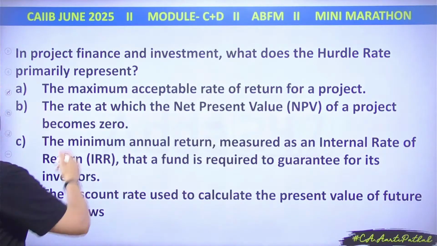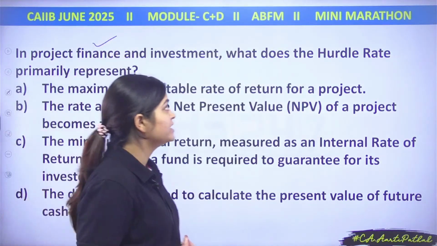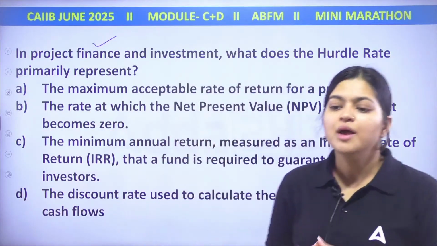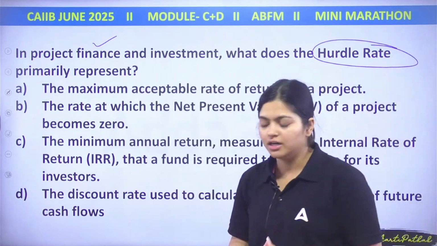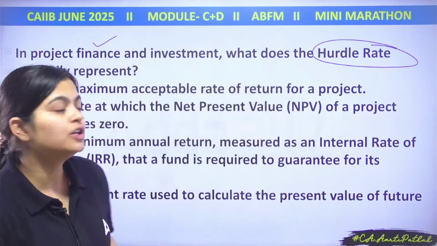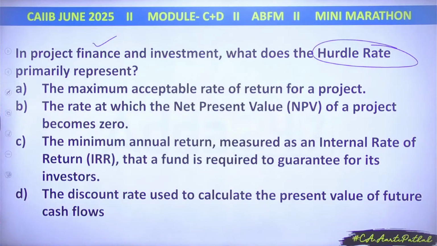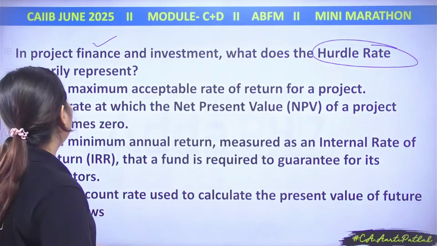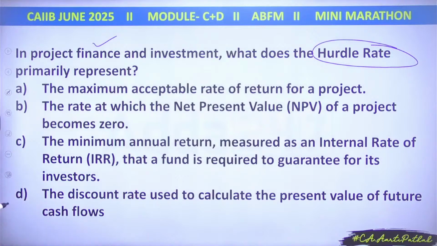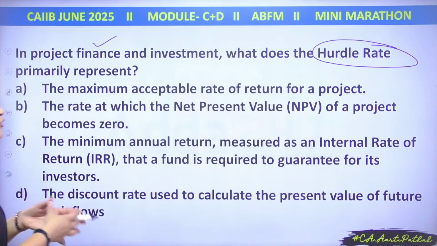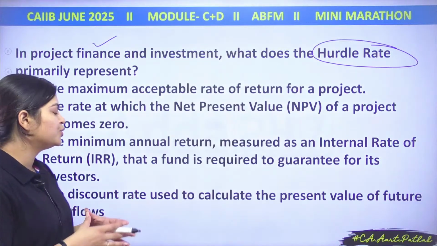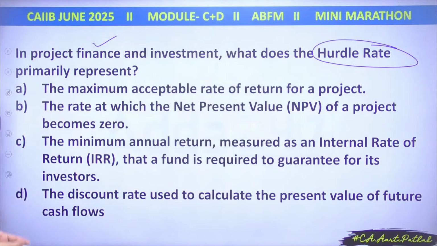Coming to the next question. In project finance and investment, what does the hurdle rate primarily represent? This is again a previous year topic on which they have asked the question. A. The maximum acceptable rate of return for a project. B. The rate at which the NPV of a project becomes 0. C. The minimum annual return measured as an internal rate of return that a fund is required to guarantee for its investors. D. The discount rate used to calculate the present value of the cash flows.